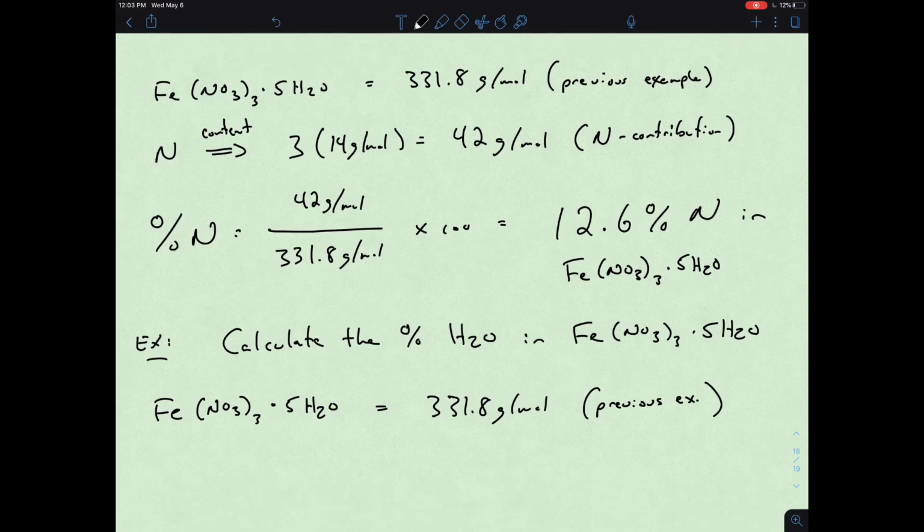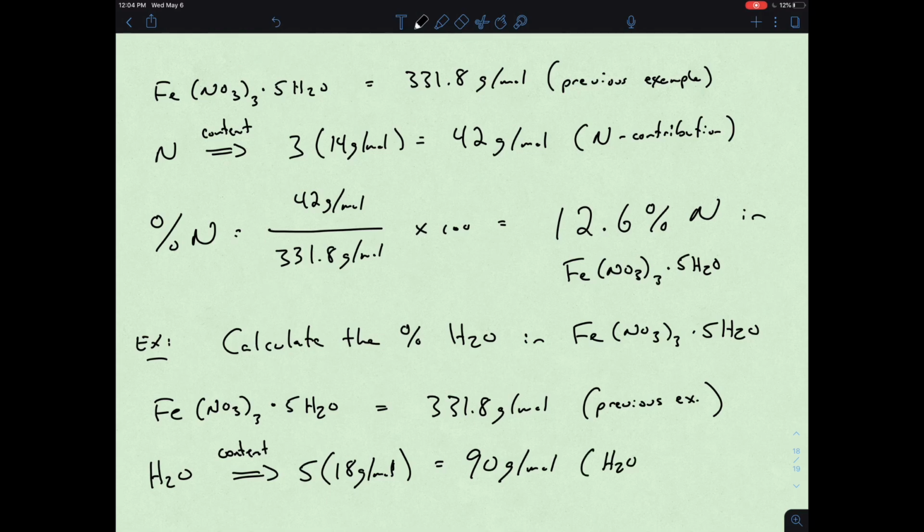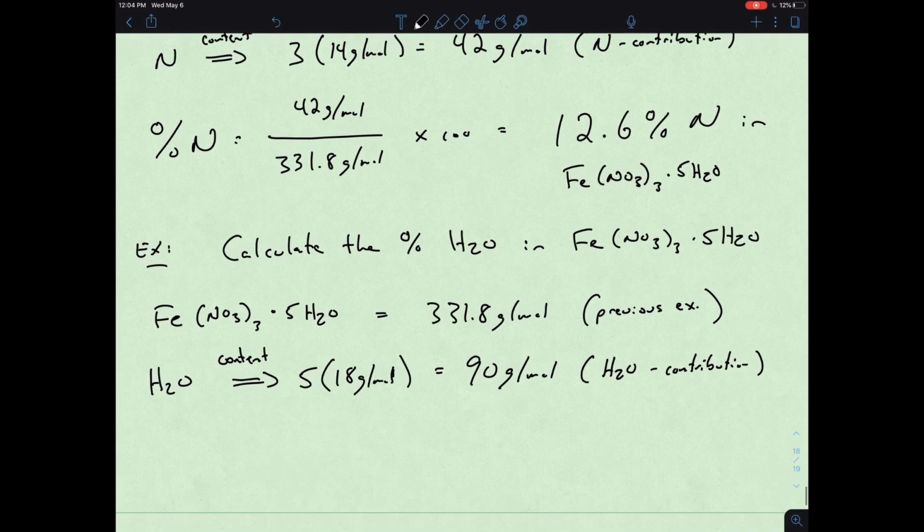And now we're looking at our H2O content. And so we have 5 of them, each weighing 18 grams per mole. So we have a value of 90 grams per mole. So there's our H2O contribution. And so now our percent H2O can be determined the same way.